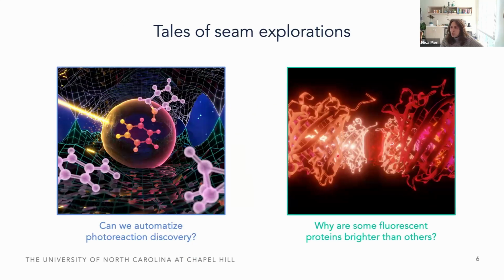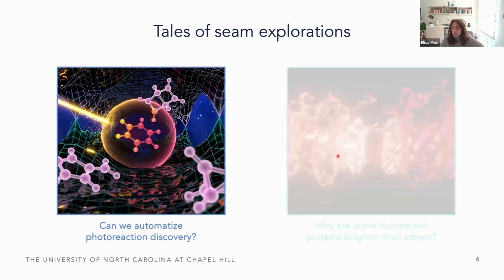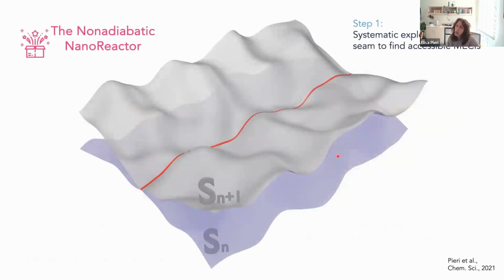So today I want to show you two tales, seam explorations that I've worked on in the past. The first one deals with, can we automatize the photoreaction discovery? This project is called the Nonadiabatic Nanoreactor. If you want to learn more, this is the paper that describes the technique in more detail. And it's composed of mainly two steps.